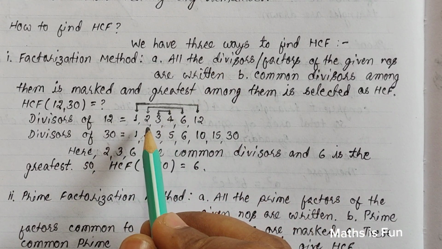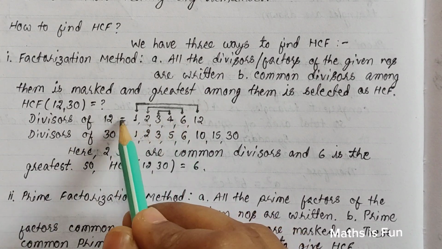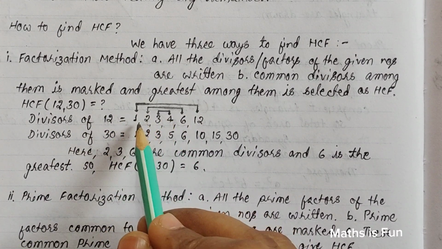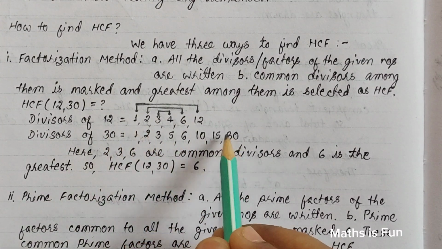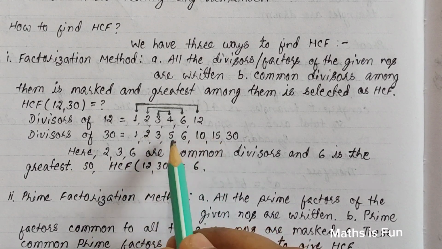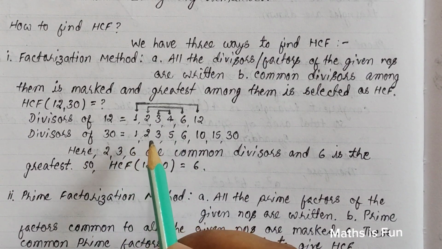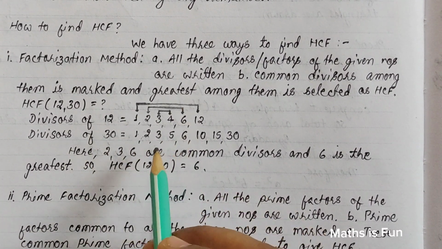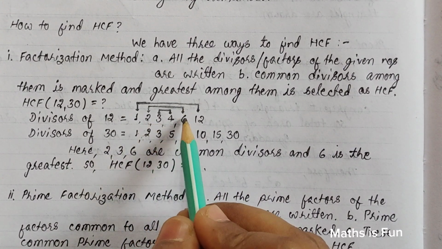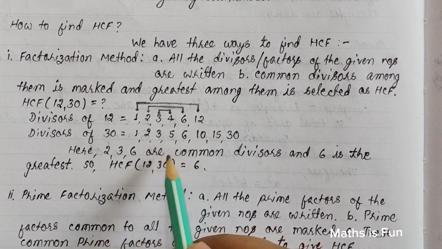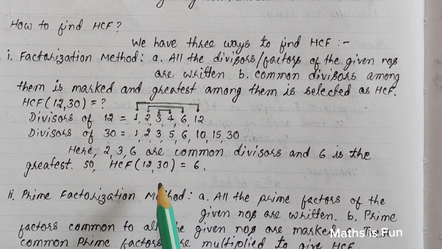We can write down all the divisors of 12 by this method also: 1 into 12 is 12, 2 into 6 is 12, 3 into 4 is 12. Similarly, we can get the divisors of 30: 1 into 30 is 30, 2 into 15 is 30, 3 into 10 is 30, and 5 into 6 is 30. We see that 2 is common to both 12 and 30, 3 is common to both, and 6 is also common to both, but the greatest among these is 6. So the HCF of 12 and 30 is 6.